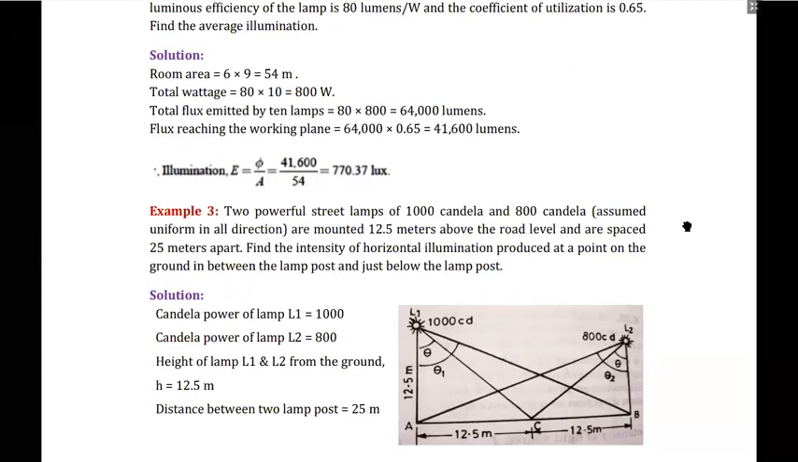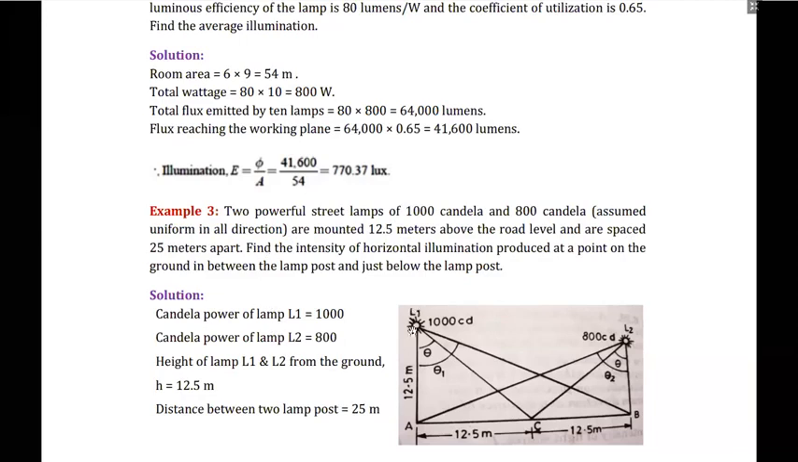What does our question say? Two powerful street lamps of 1000 candela and 800 candela, assume uniform in all directions. Here also the same thing is written, assume uniform in all directions. There are two lamps, L1 and L2, of 1000 candela and 800 candela, which illuminate flux equally in all directions. They are mounted 12.5 meter above the road level and are spaced 25 meter apart.